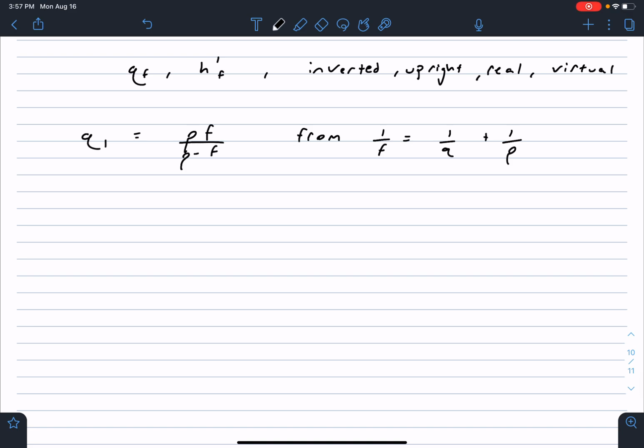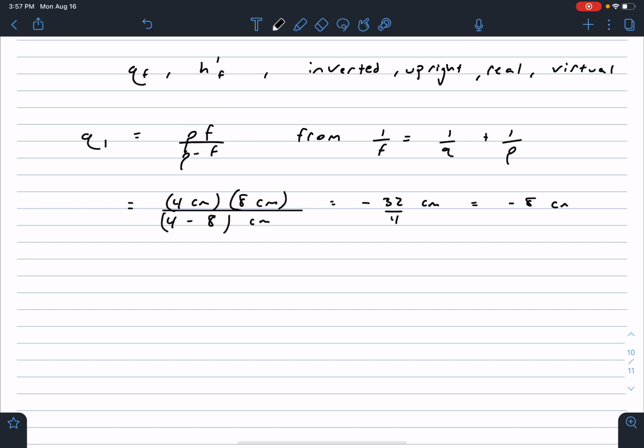Okay. And so P is 4 centimeters. Focal length is 8 centimeters. These are things that we're told in the problem. Then we have 4 times 8 over 4 minus 8 centimeters, which is 32 over negative 4 centimeters, equal to negative 8 centimeters. Is that what I got? That's Q. So this is going to be the first image distance, right?